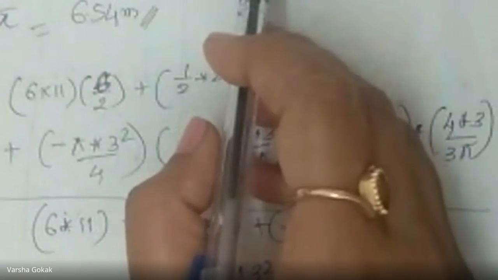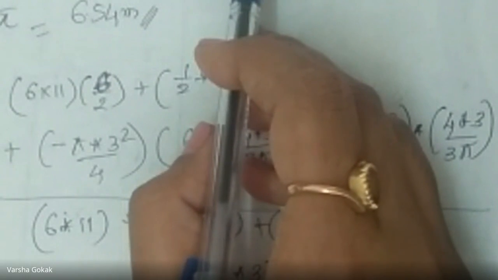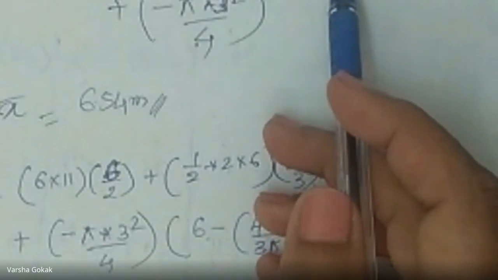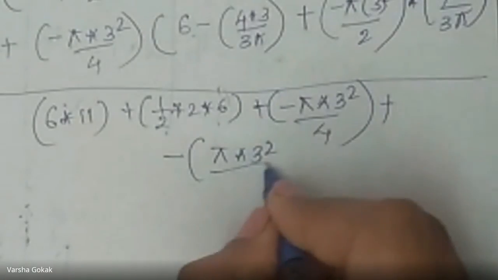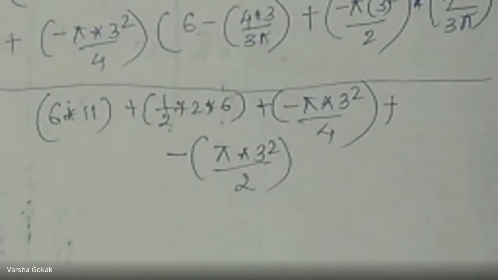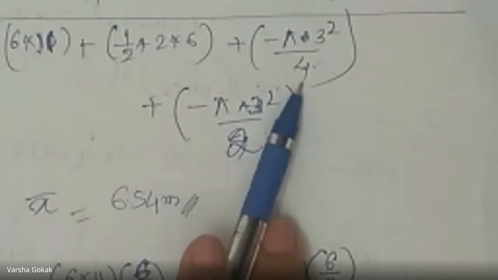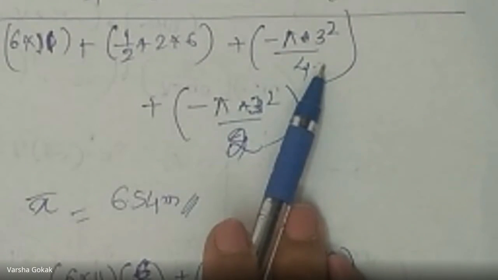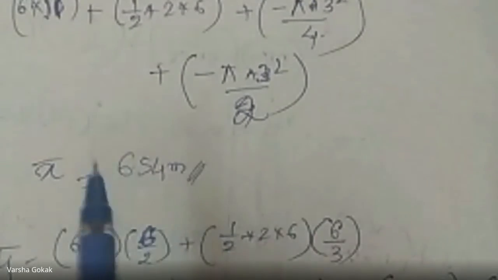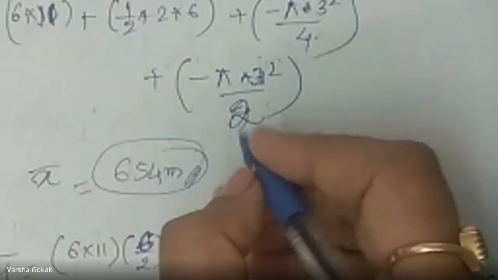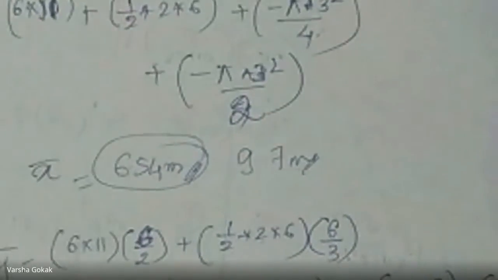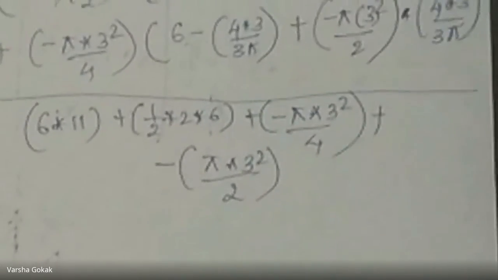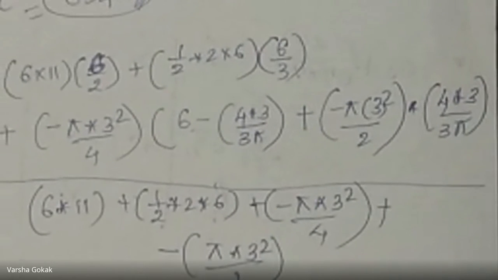Here the substitution went wrong. It should be 2 here, pi into 3 square by 2 for the semicircle. I substituted both as pi by 4 r square, pi by 4 r square. That's why you're getting 6.54. The actual answer is 9.7. Just check later on. Now get me the value of y bar, please.